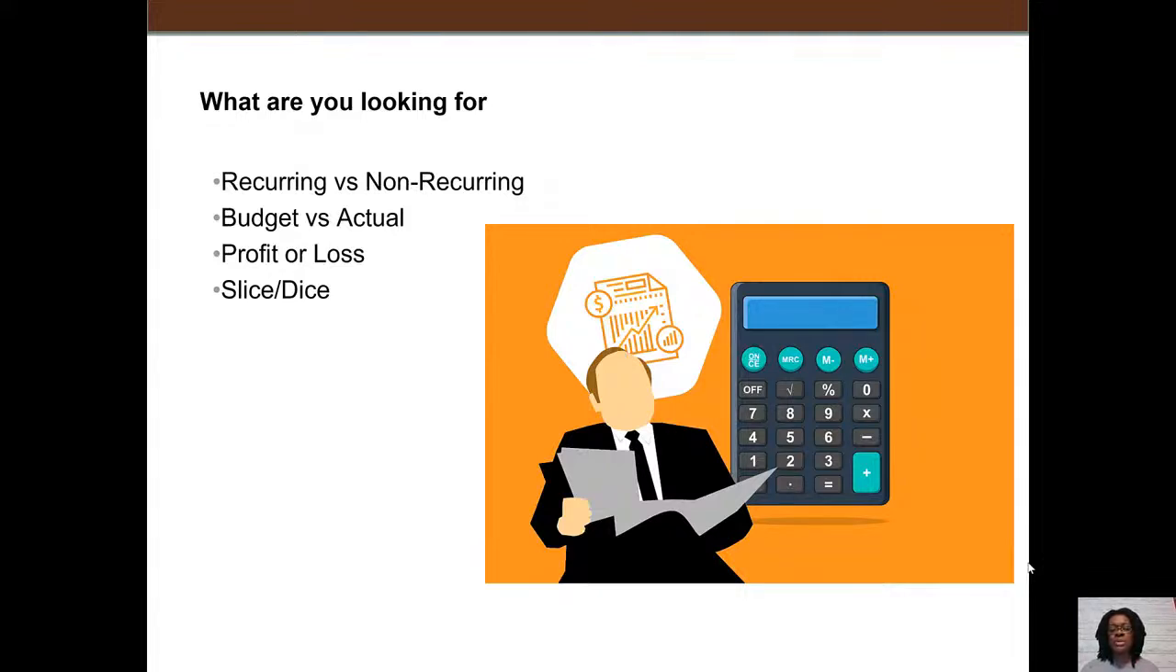Your non-recurring revenue and expenses are just one-time items. For instance, on the revenue side, that could be possibly a special project for 30 days. On the expense side, that could be an emergency repair.